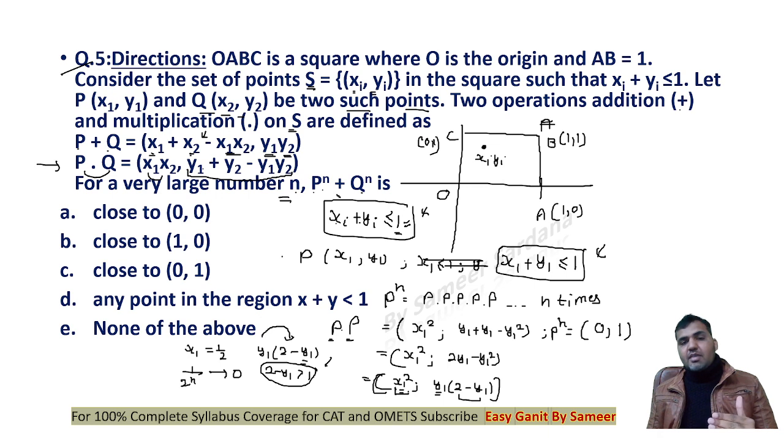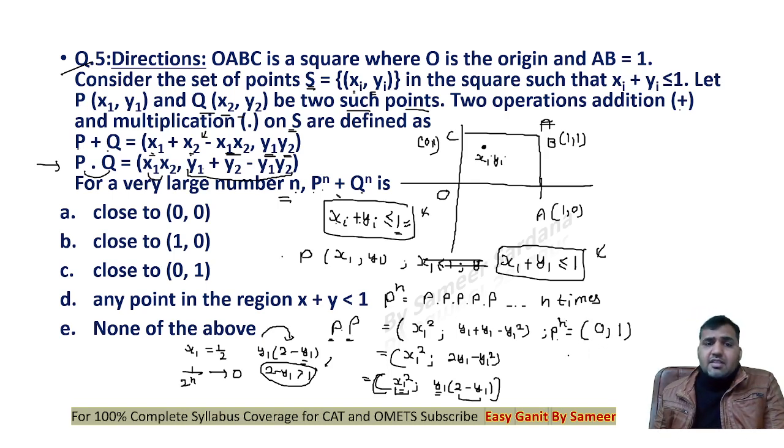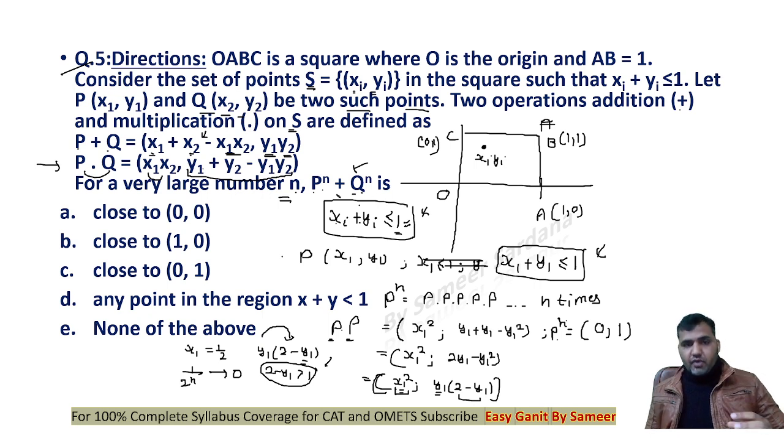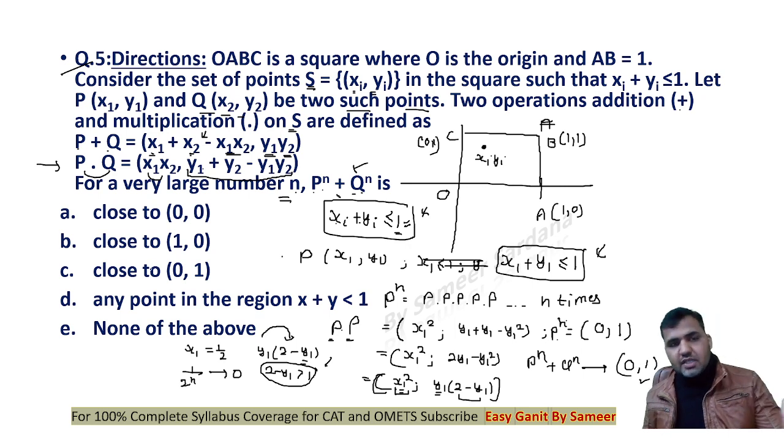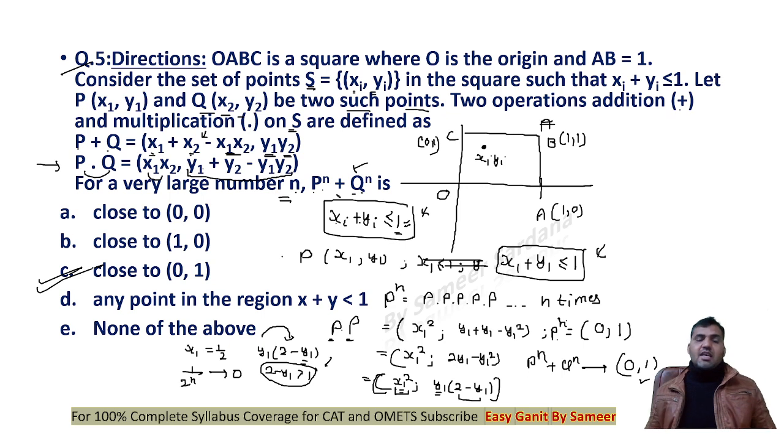And x1, on being multiplied, because the value of x1 is less than or equal to 1, will tend to 0. So P power n will tend to 0, 1. Similarly, you can do the same thing for Q power n also. So for a very large n, P power n plus Q power n will be close to, we are not supposed to find that it will be exactly 0, 1. It will be moving towards the point 0, 1. So therefore, C would be the correct answer to the question, guys.